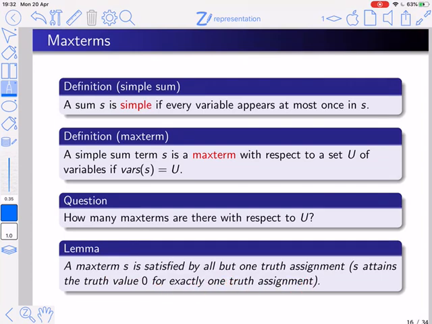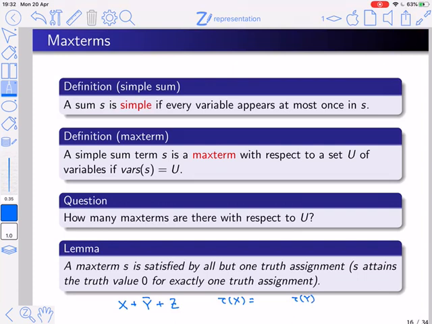Let's try to see why this is the case. So consider a sum x or not y or z. And we ask ourselves, what should the truth assignment satisfy?